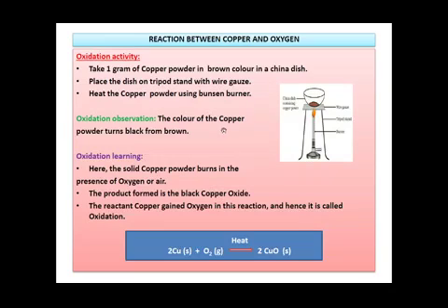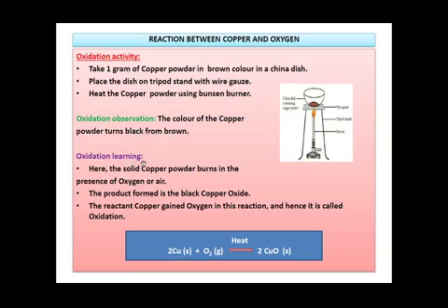What observation is seen? The color of the copper powder turns black from brown. Initially it was brown in color. As the heating continues, the color changes from brown to black.